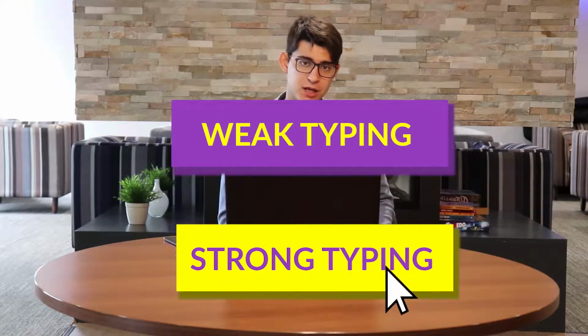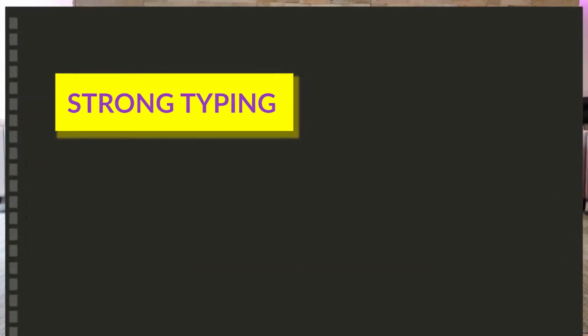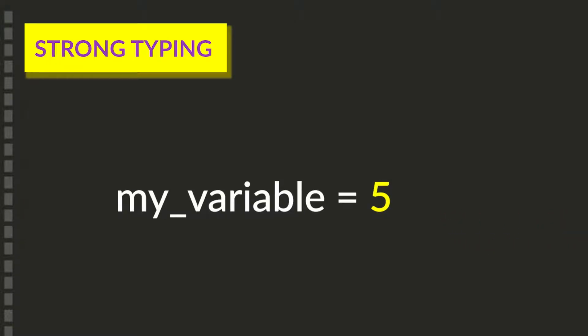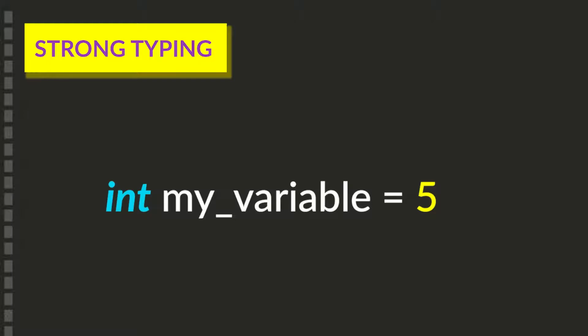Basically, with strong typing, you have to tell the programming language what kind of variables you're going to use. For example, if you're going to create a variable that is a number, that is 5, then you have to tell the programming language, okay, this is going to be an integer, it's going to be a number, it's going to be 5. And therefore you have to put int equals 5.